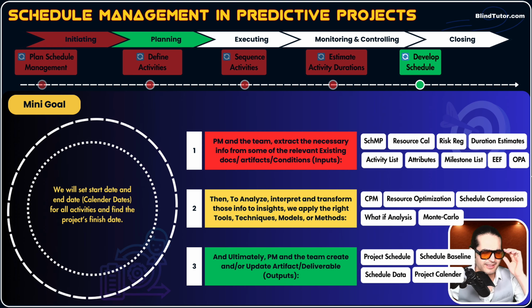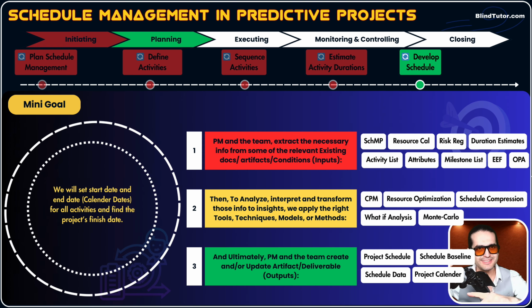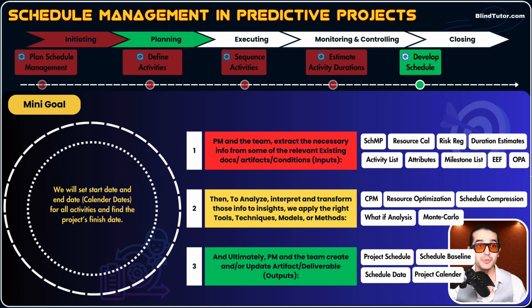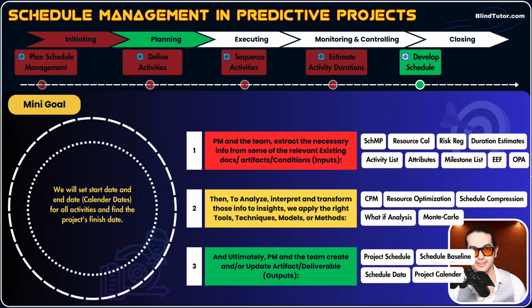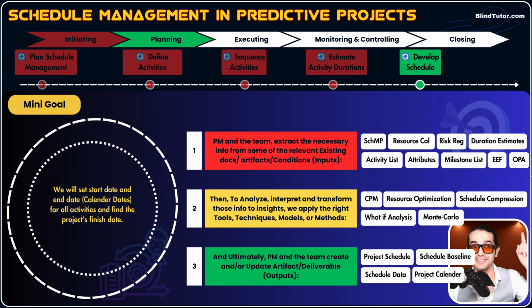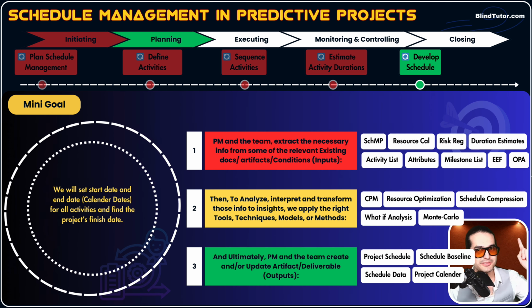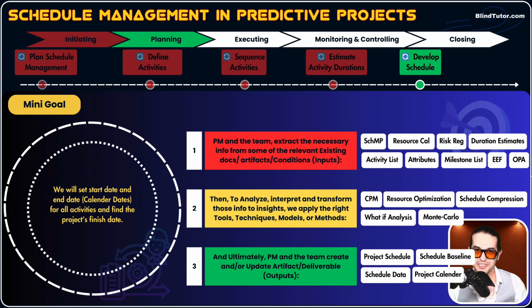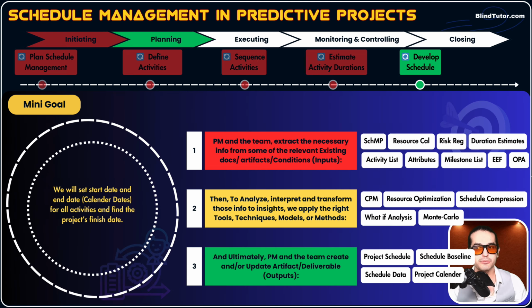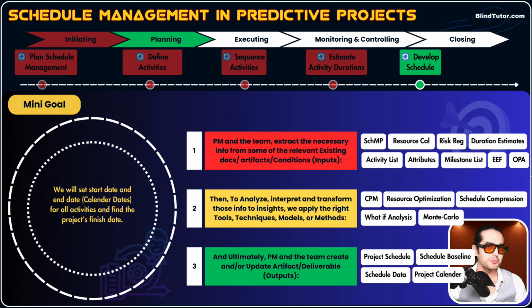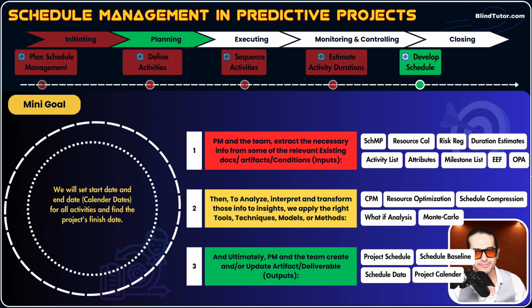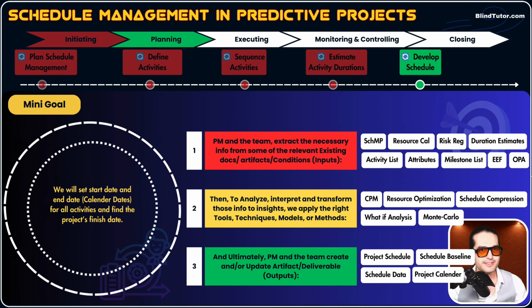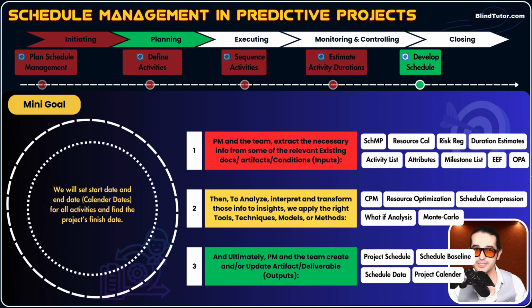And as a result of reviewing inputs and applying 5 or 6 new tools and techniques, we're going to create some new schedule related documents. Like what? Like project schedule, like schedule baseline. We had scope baseline, that frozen list, remember? Now we have a schedule baseline, schedule data, project calendar. These are outputs of develop a schedule process. Have your coffee ready, okay? Let's start our mini lessons with inputs of develop a schedule process.